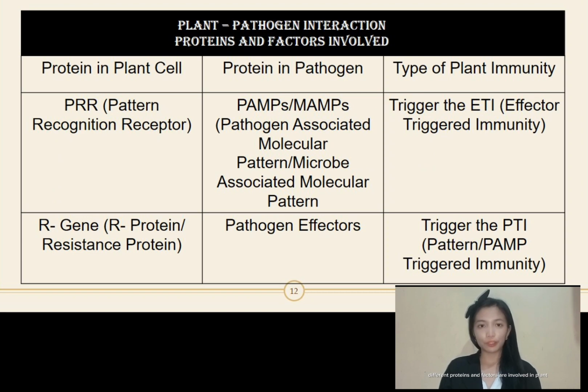Different proteins and factors are involved in the plant-pathogen interaction pathway. The plant cell possesses pattern recognition receptors on its surface which recognize the pathogen-associated molecular pattern or microbe-associated molecular pattern found on the surface of the pathogen which invades the cell. This interaction triggers the PTI or pattern-triggered immunity reaction, which signals expression of defense genes of the plant cell.